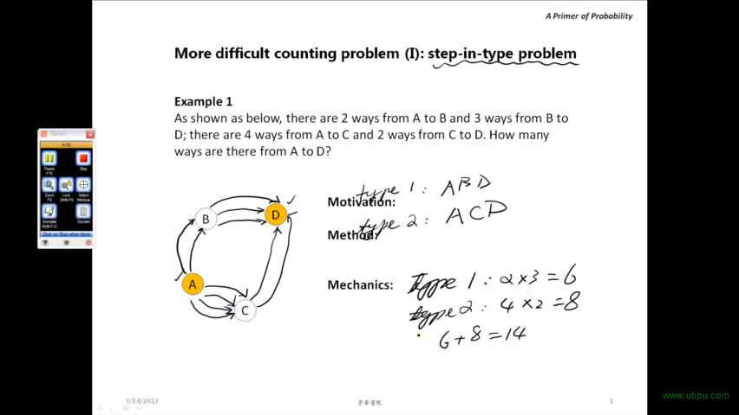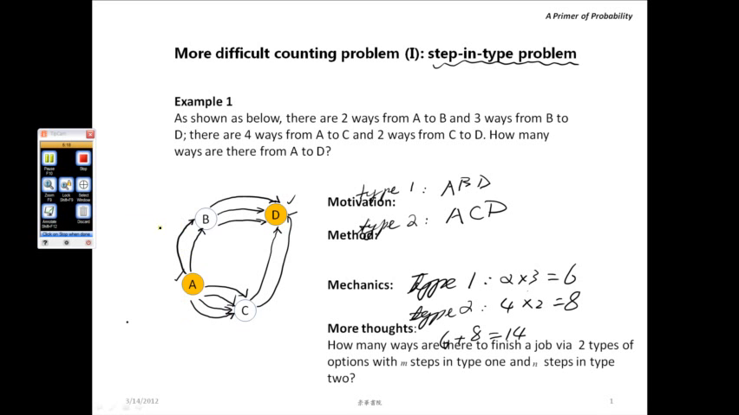Now, can we ask ourselves more questions, which is our fourth M, more thoughts. How many ways are there to finish a job where there are two types of options with M steps in type 1 and N steps in type 2?